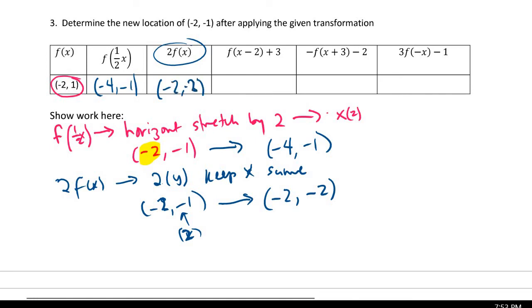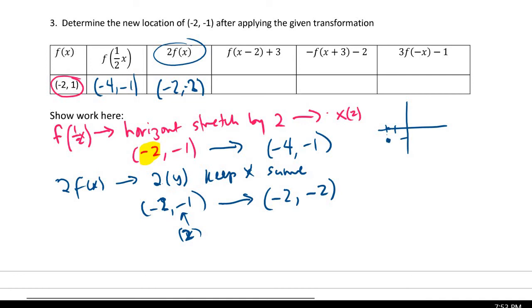All right, the next one says to move 2 to the right and then 3 up. This one is quite easy. If you are not sure, you can just actually plot the point and move it to the right. So let's try to do that. So let's plot that point and move it up. Here is the point right here. The point is at -2, -1.